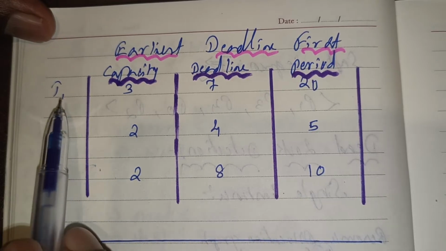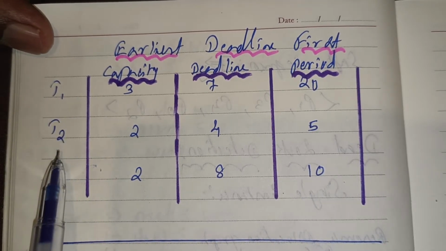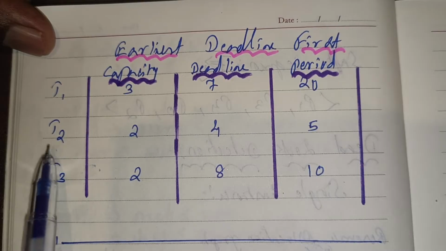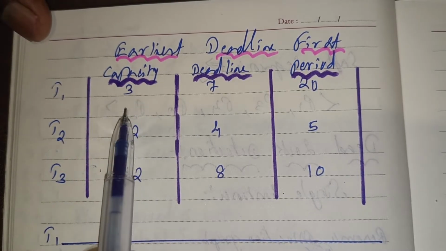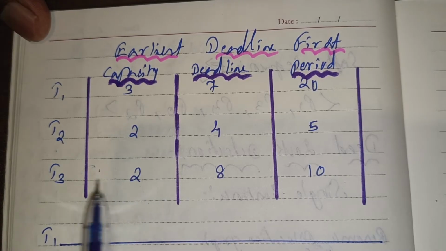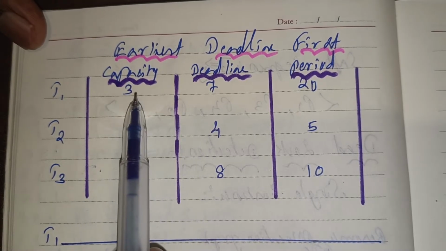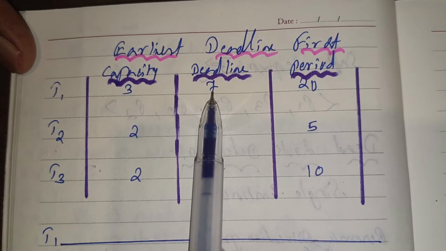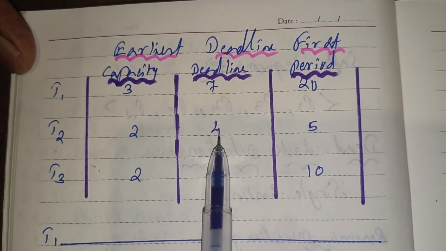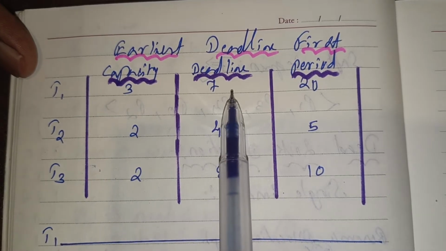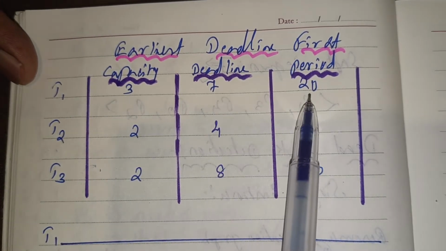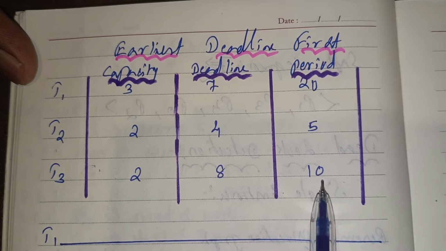Now you can see here T1, that is a task. We can call it a process also. These are all the processes T1, T2, and T3, and they run with capacities of 3, 2, and 2 respectively. The deadline for T1 is 7, the deadline for T2 is 4, and the deadline for T3 is 8. And the periods of completion are 20, 5, and 10.